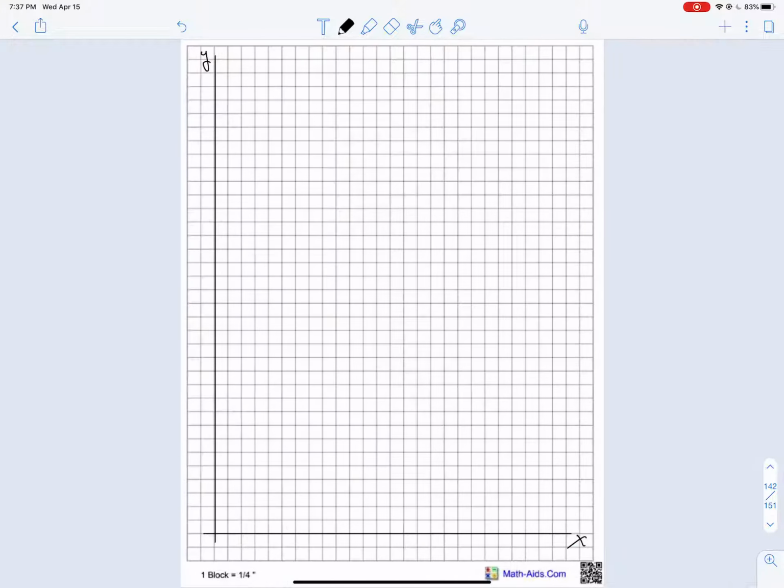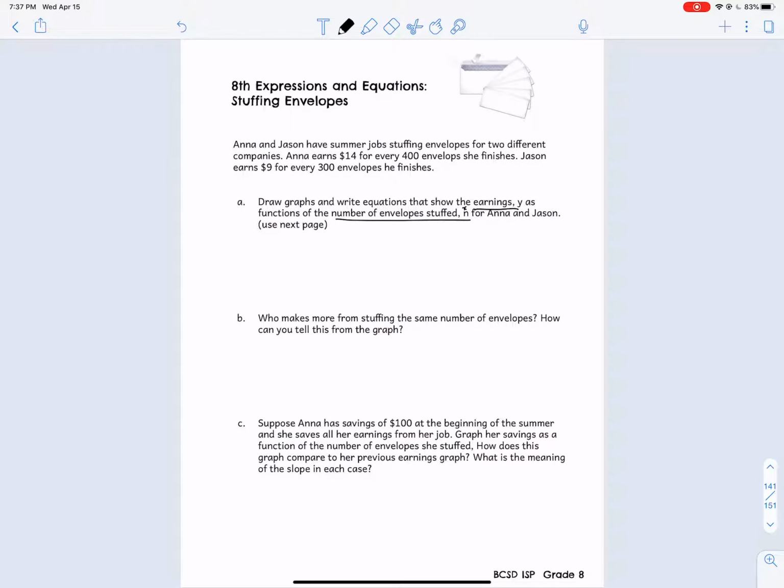Anytime we have money, it's going to be on the Y-axis. So this is earnings, in dollars. And this is going to be the number of envelopes. All right, and then we need some information for each of these people.